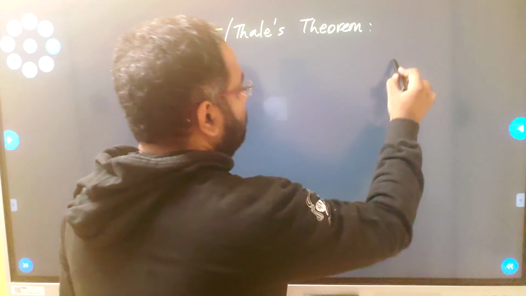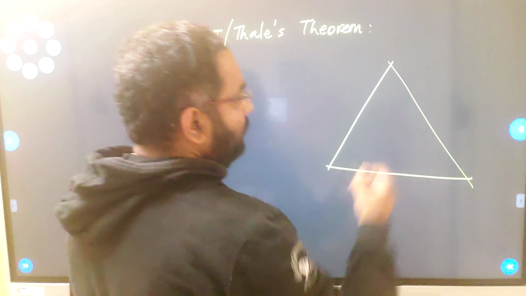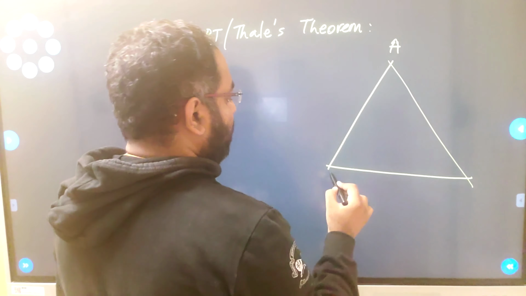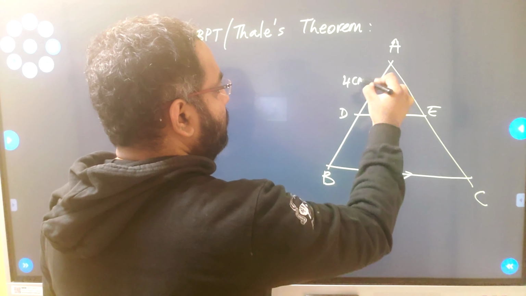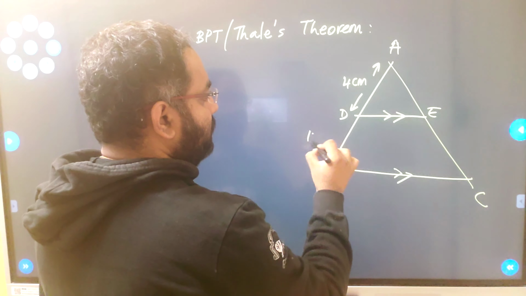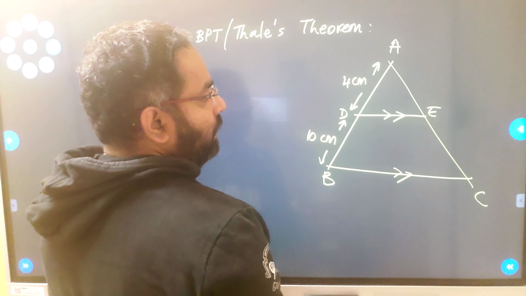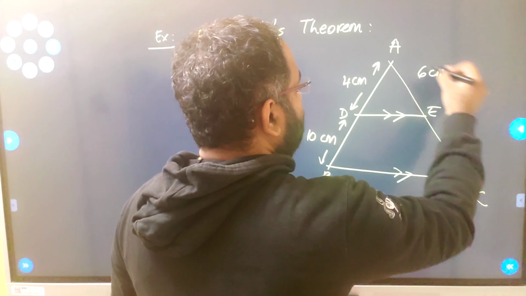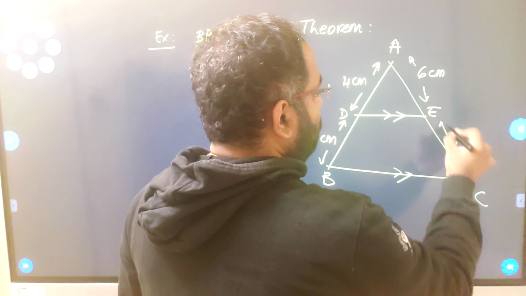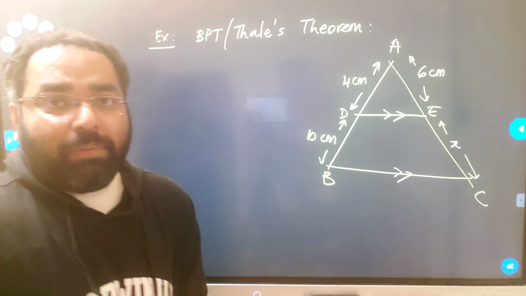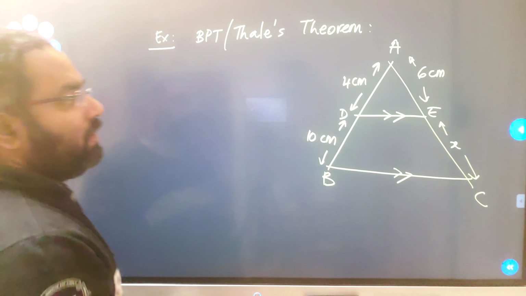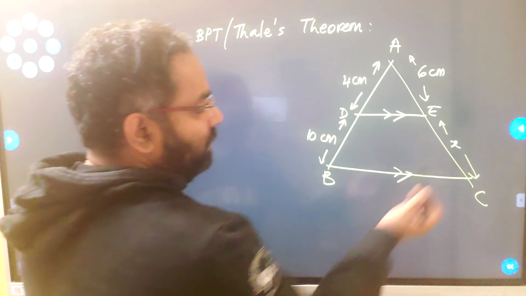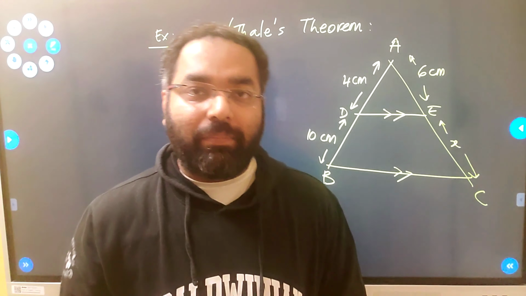For this, I'm going to take a triangle, call it ABC. As usual, take 2 points D and E such that DE is parallel to the base. Let's assume this is 4 centimeter, and this is 10 centimeter. And someone tells me this is 6 centimeter, and they want us to find out this side. Apply the basic proportionality theorem, or you apply the corollary, anything is really okay. Since I just want a part of the side, it's easier for me to directly apply BPT.